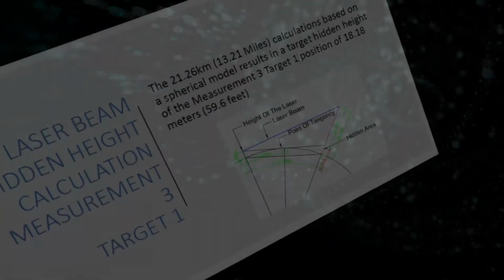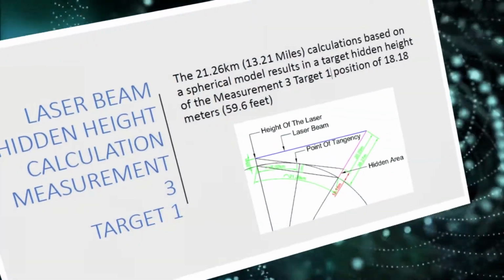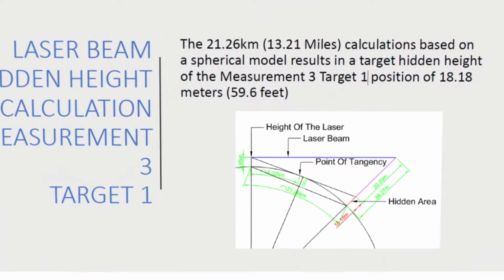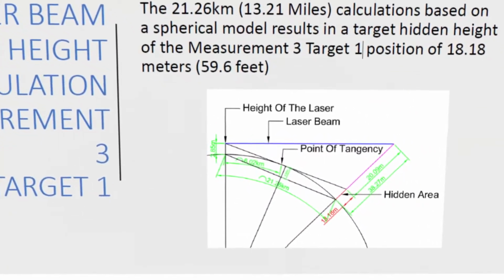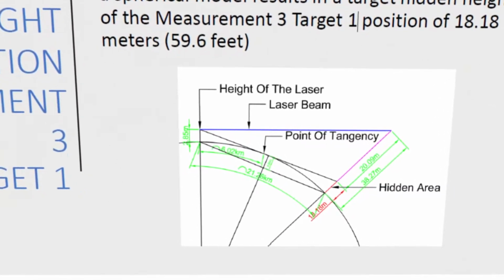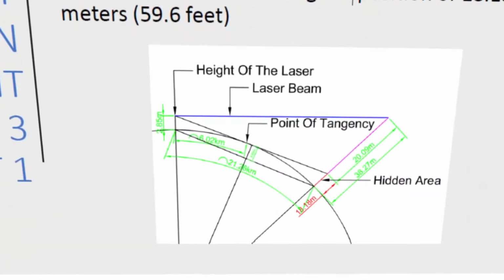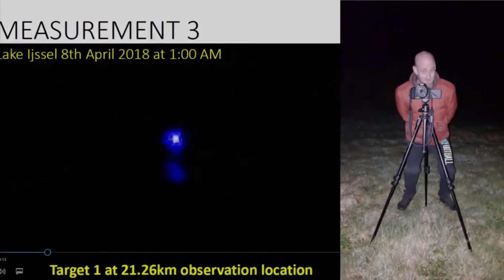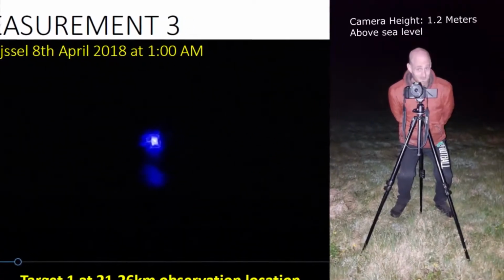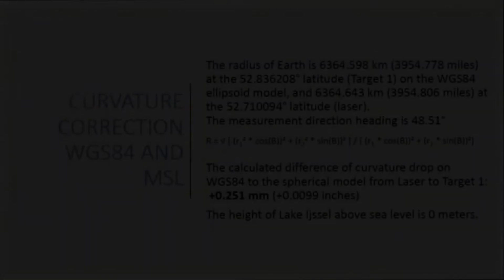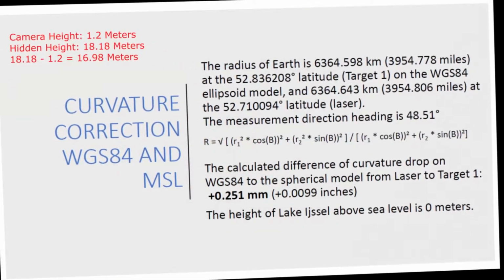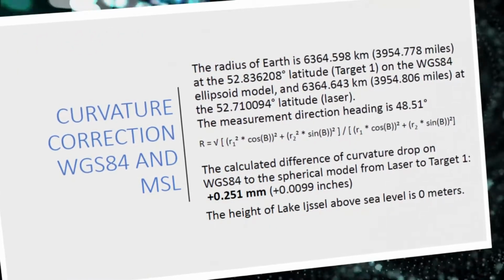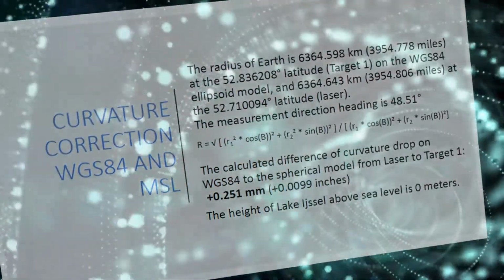The 21.26 kilometer calculations based upon the WGS84 geoid model resulted in a target hidden height for measurement 3, IJssel Lake, Target 1 location of 18.18 meters or 59.6 feet. The camera height was 1.2 meters. The WGS84 geoid model differed by 16.98 meters in this measurement, which meant 93% of the target hidden height was visible.